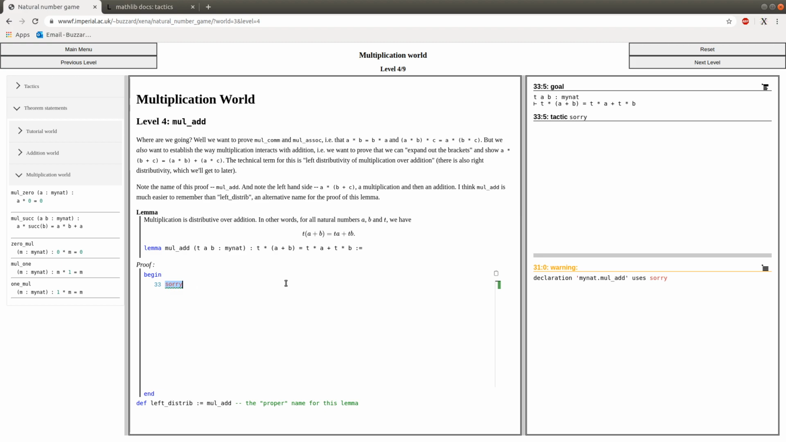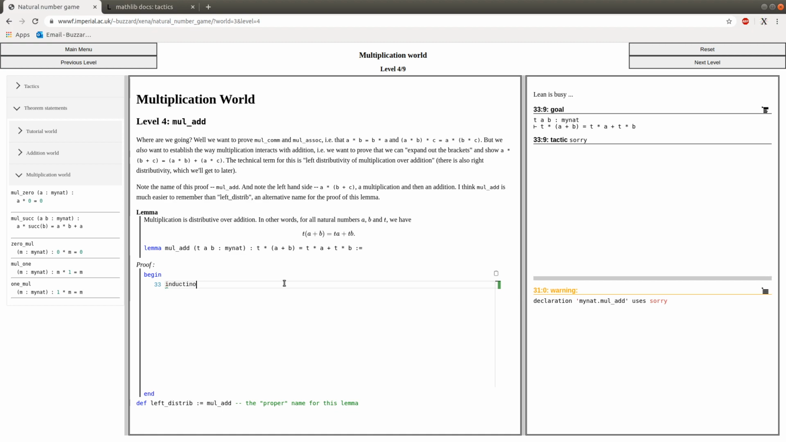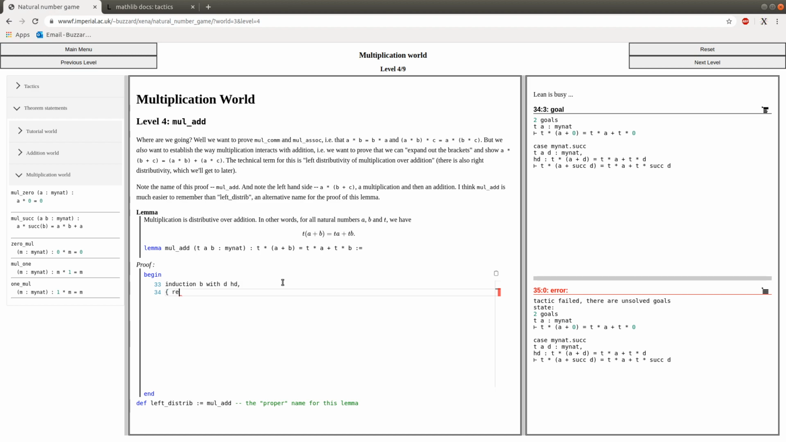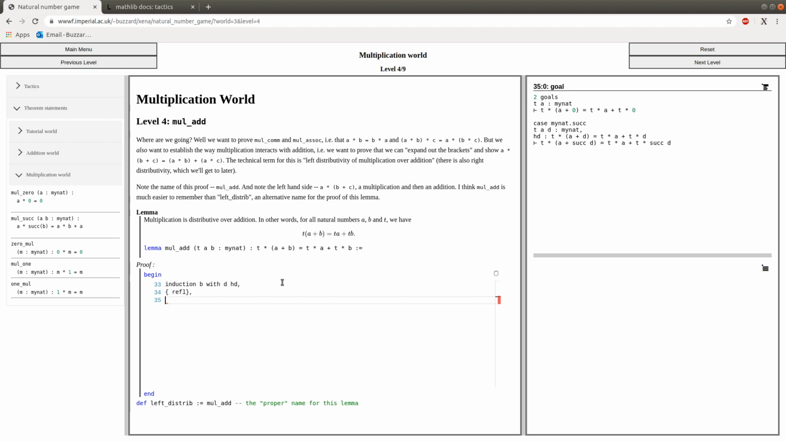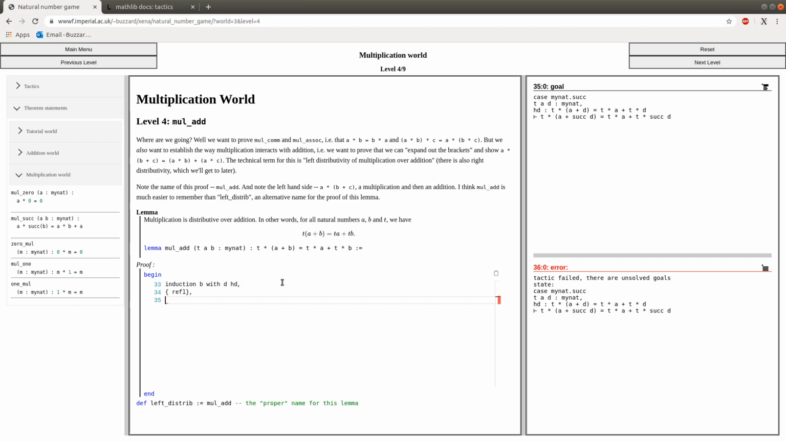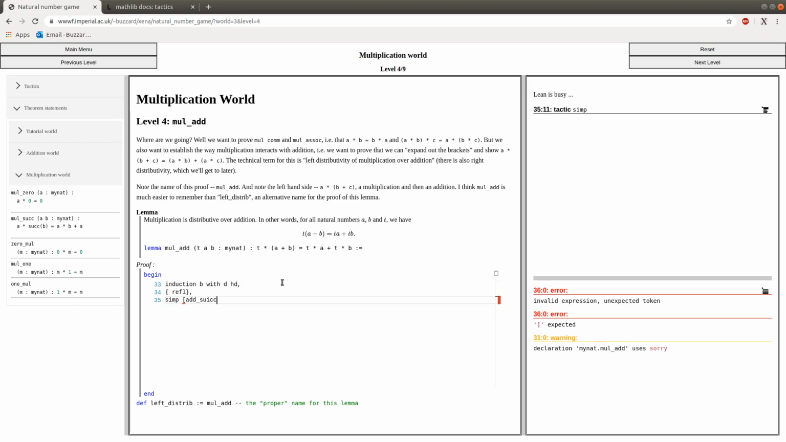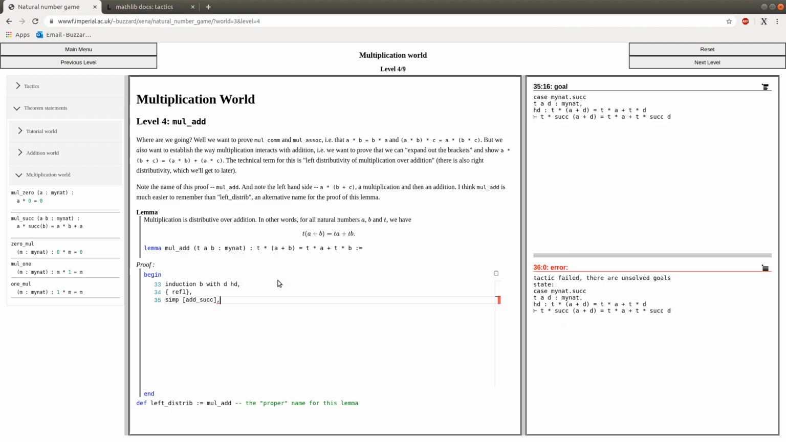I'm going to do induction on... I think induction on t is doomed to failure. Induction on b with hd. Right, let's see if I can get through this stuff quickly. So this might be true by definition. Let's try. Is it true by definition? It is. And now this one here. Let's try simp add suck. It's really annoying that simp doesn't know that. Let's see how far we get. Let's just keep adding things to the simplifier.